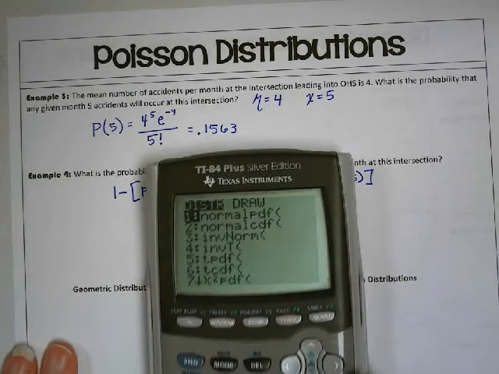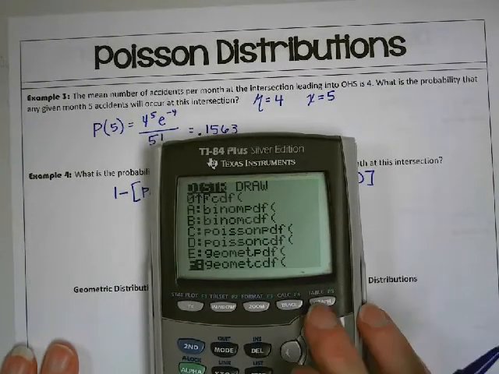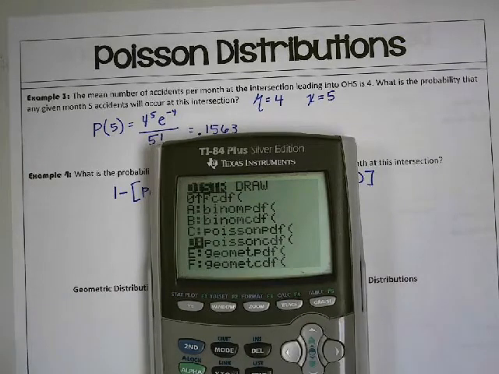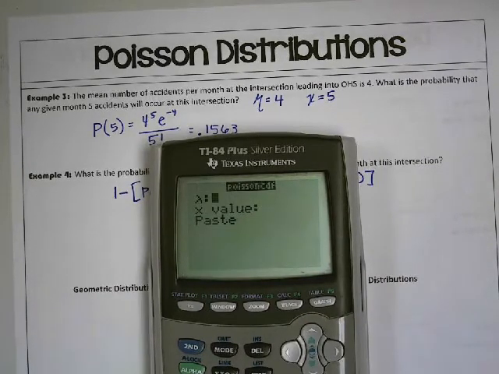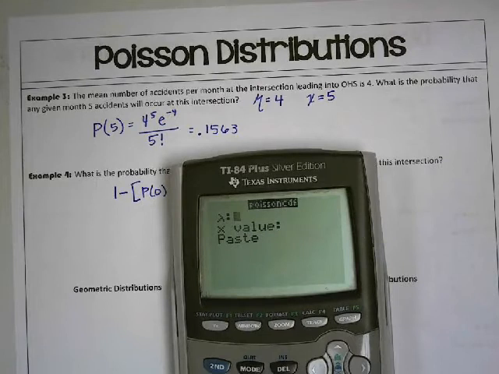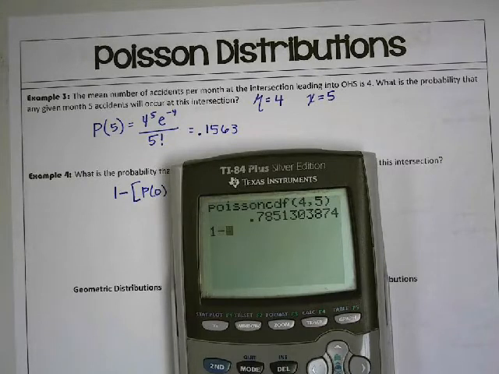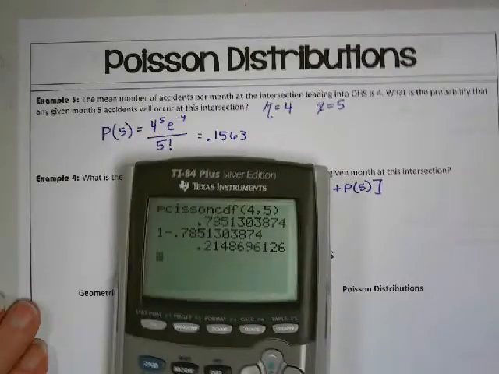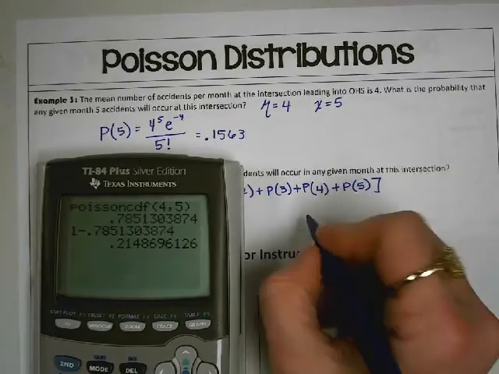Second. Distribution. This is Poisson, and it's a cumulative one. So, my lambda is 4. My x value is 5. I'm going to paste. And I want 1 minus that. And I get 2.1486, blah, blah, blah. So.